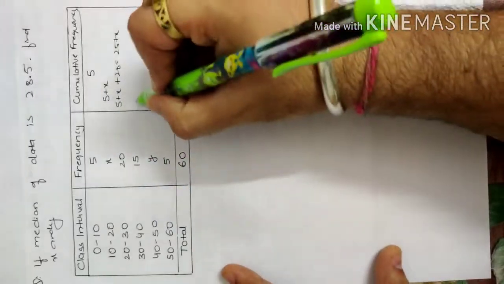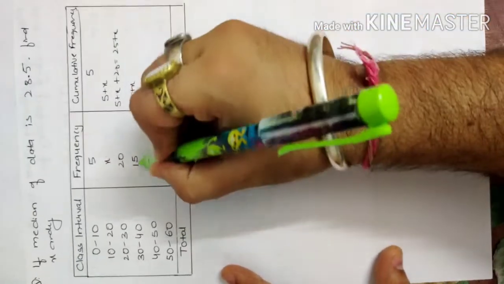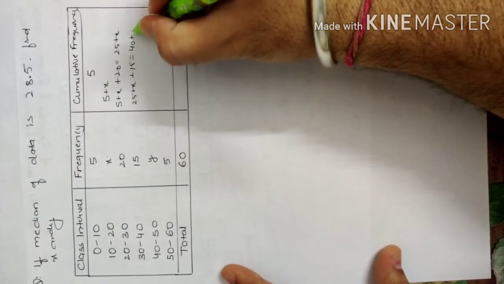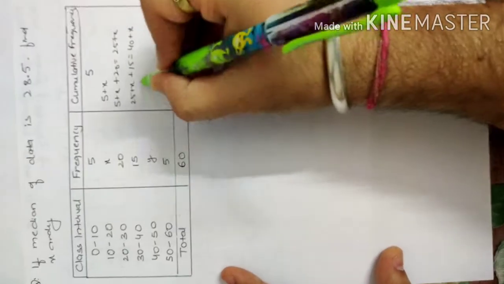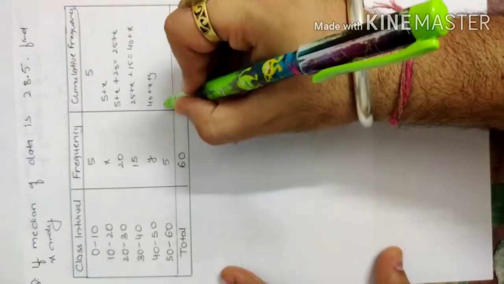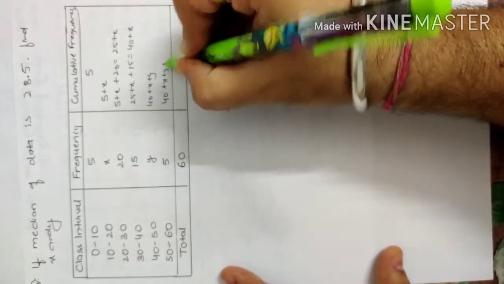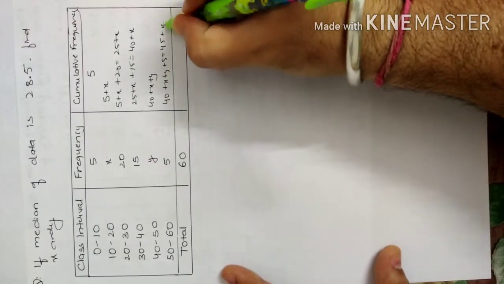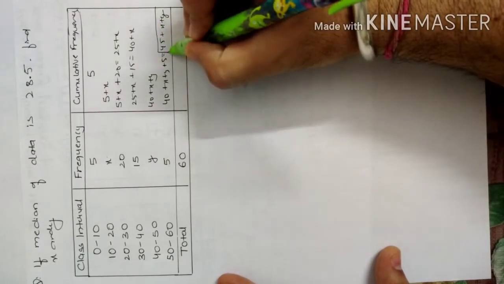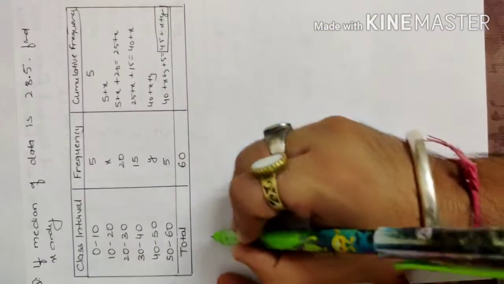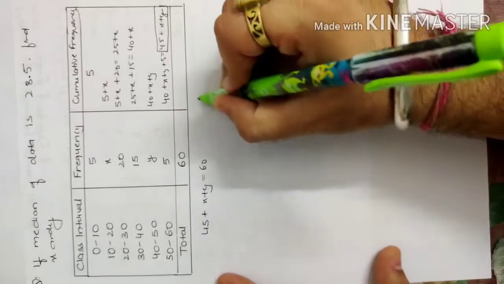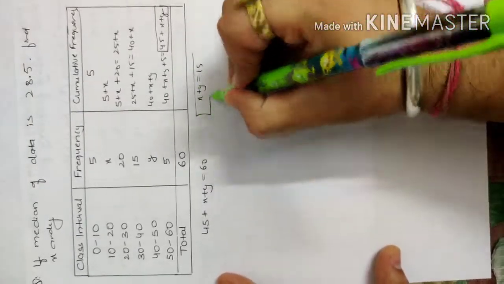Next CF will be previous CF plus next frequency, this will be 40 plus x. Next, 40 plus x plus y, and next CF will be 40 plus x plus y plus 5, that will be 45 plus x plus y. So in the previous sum I did tell you that the last CF is always equal to the total number. So here we have the sum of all the frequencies as 60. Here you can see that x plus y is equal to 15, and let us mark this as 1.